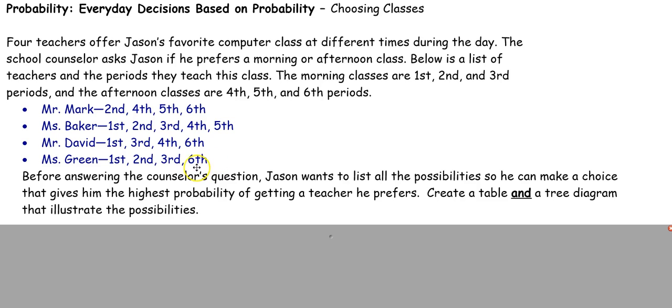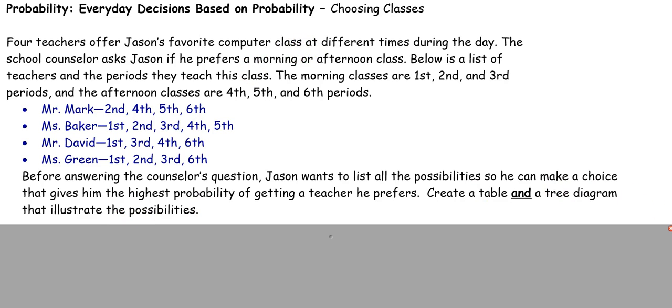Before choosing, Jason wants to list all the possibilities so he can make a choice that gives him the highest probability of getting a teacher he prefers. So create a table and a tree diagram that illustrates the possibilities. See, the given information is somewhat clearer, with the 4 teachers and the periods that they teach this computer class.